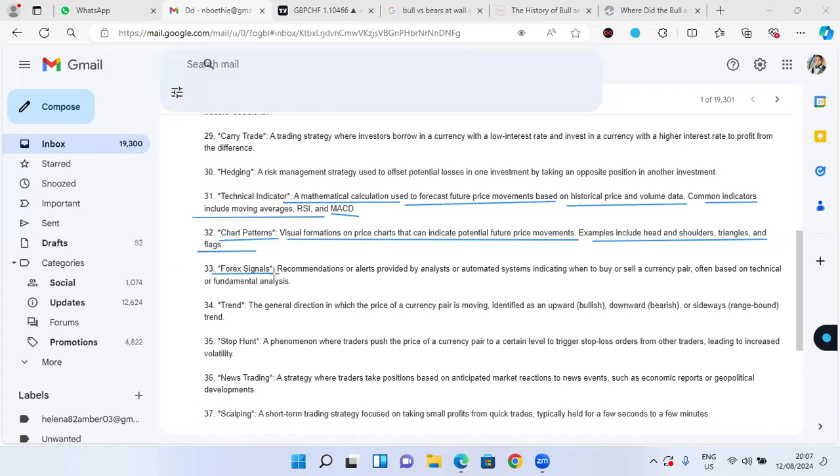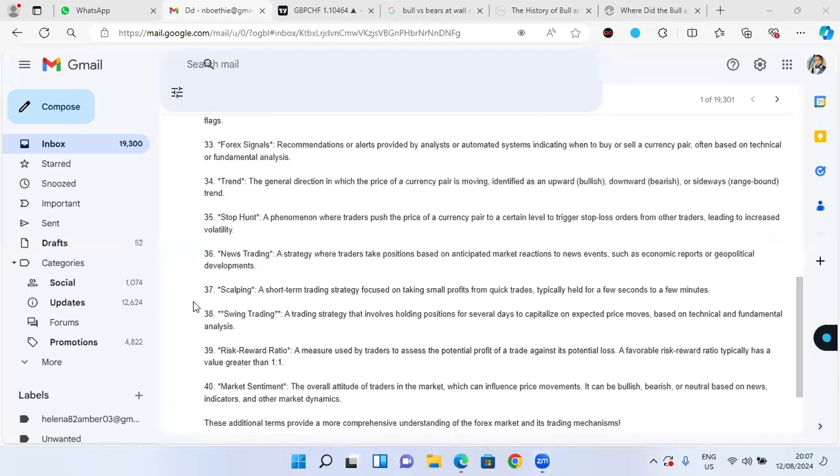What is a Forex signal? These are recommendations or alerts provided by analysts or automated systems, robots, for example, though I don't recommend robots, indicating when to buy or sell a currency pair, often based on technical or fundamental analysis. When you expect someone to do analysis and the person tells you when to buy and when to sell, those are what are known as signals in the Forex market, okay?